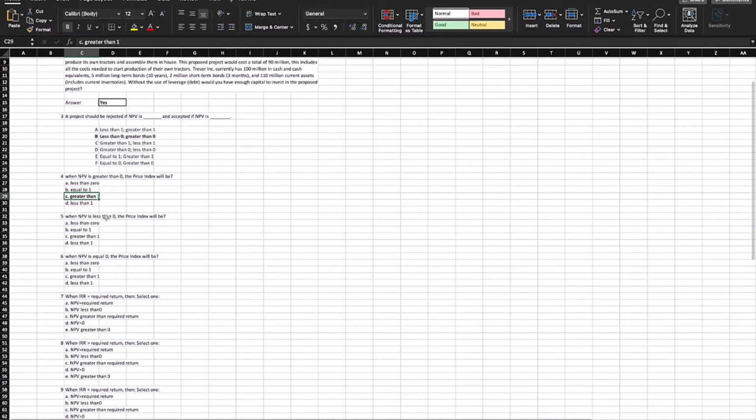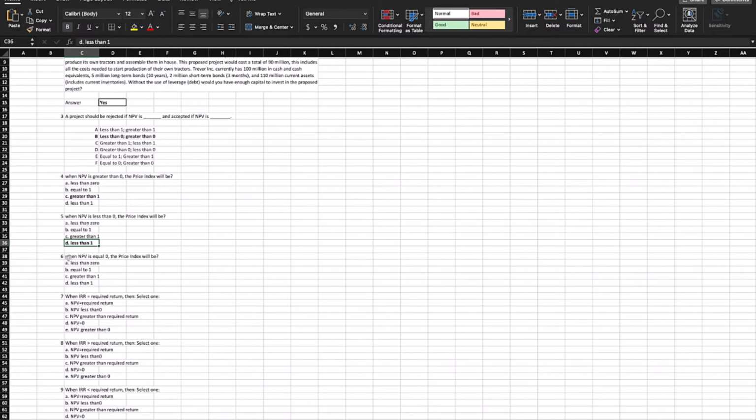So when NPV is less than 0, the profit index will be what? So for number 5, we would guess that it would be less than 1. So it's only greater than 1, equal to 1, less than 1. So those are the only options. These are the ones with 1. So NPV pivots around 0. Profit index pivots around 1.